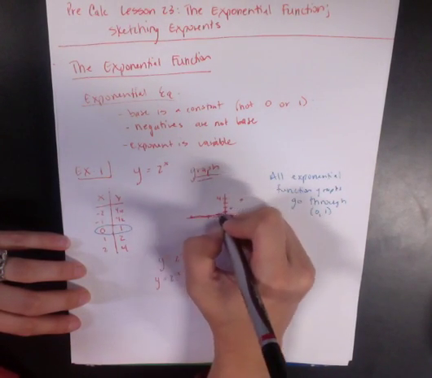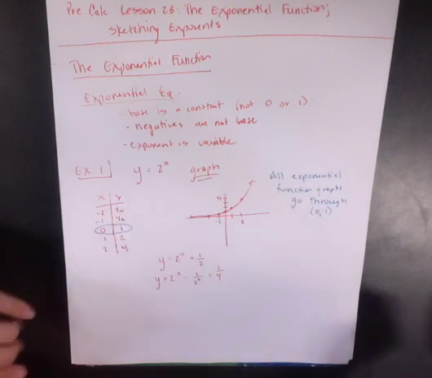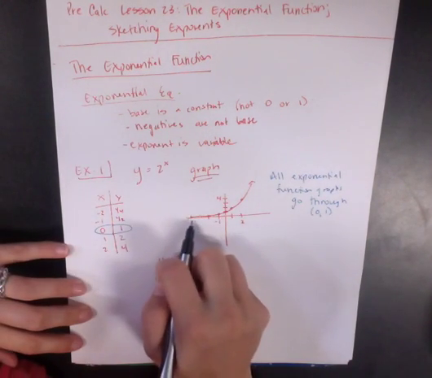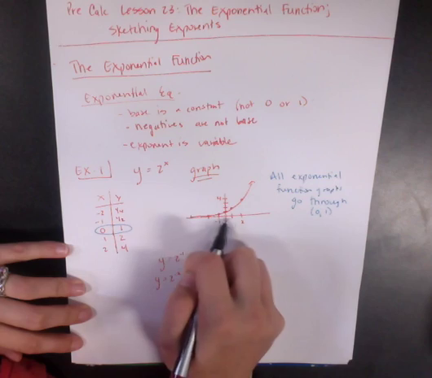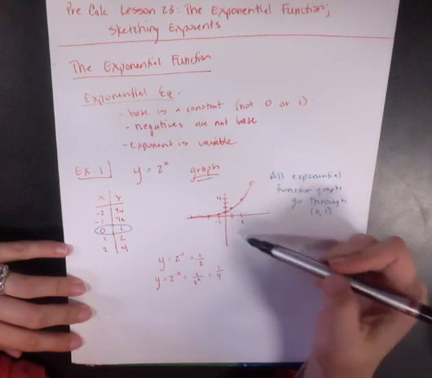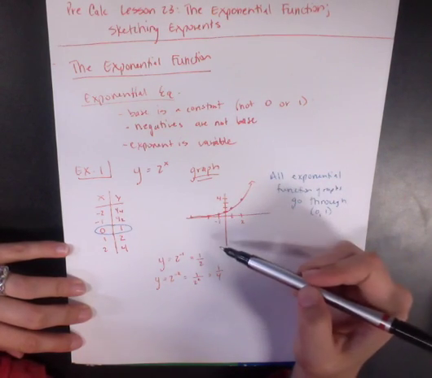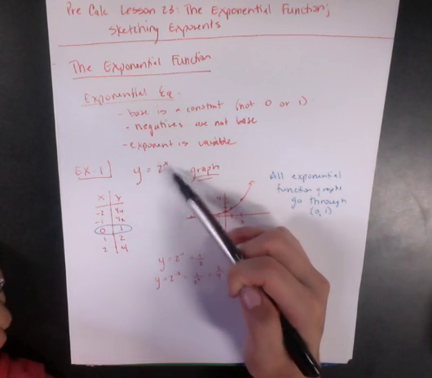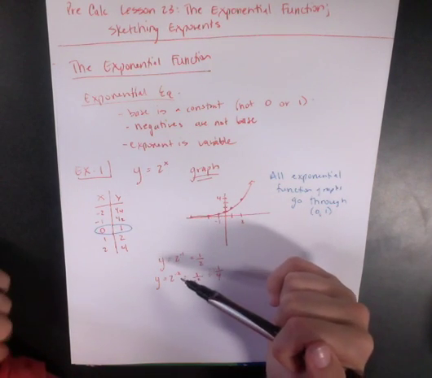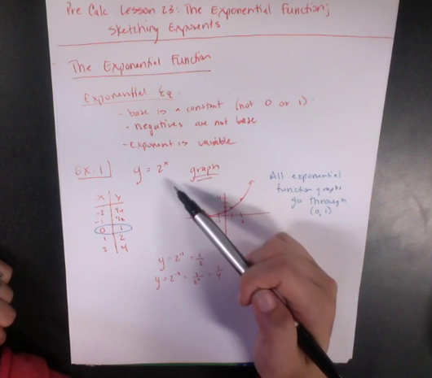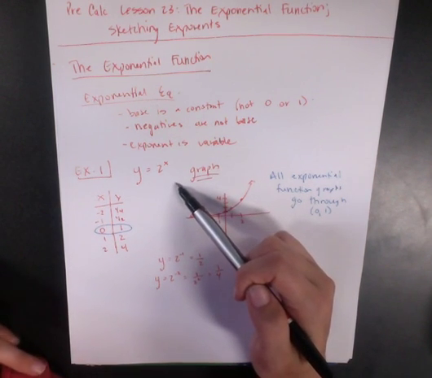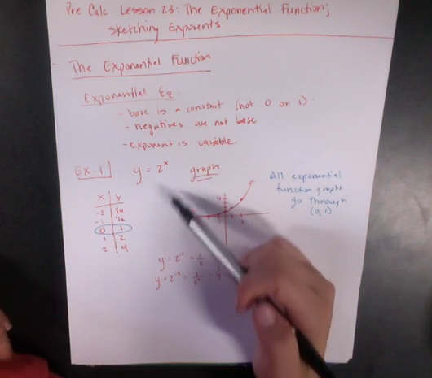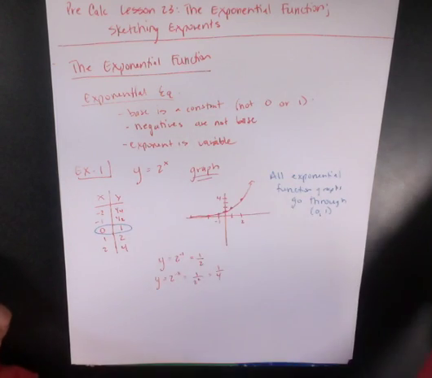And I notice how my graph is not crossing the x-axis. The reason for that is, again, we cannot have any negative values for y. There's nothing I could plug in here for x to get a negative value for y. Y has to be positive. Even if we plug in a negative value for x, y is always positive.